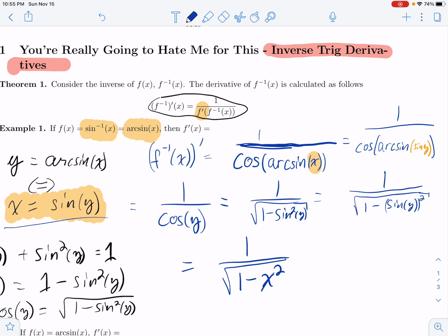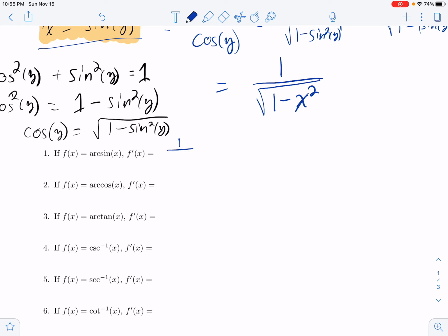So for arcsine, we just figured it out. This is 1 over the square root of 1 minus x squared. And we note that x can't be plus or minus 1, because otherwise we'd have a 0 in the denominator. For arc cos, I guess I'll do a different color, we get negative 1 over the square root of 1 minus x squared. Again, x cannot be equal to plus or minus 1. Right, so these two are very similar.